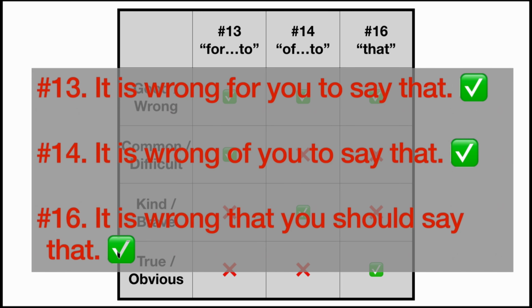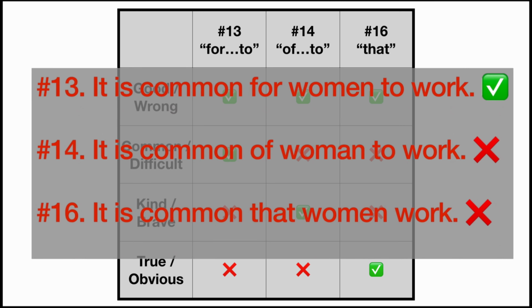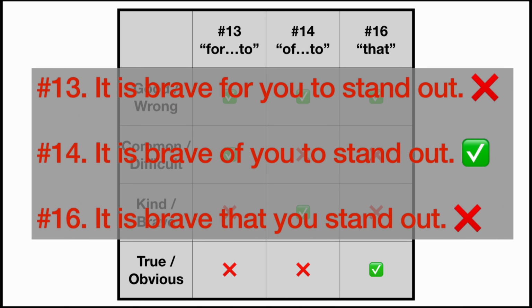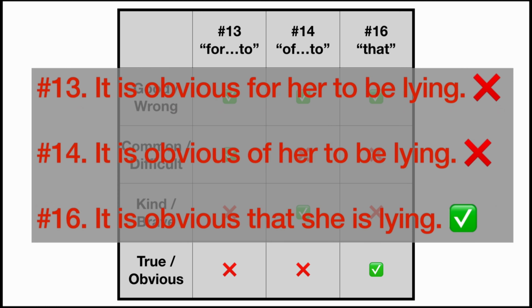All three sound good, but it is difficult for me to pass the test. 13 is the only one that sounds good. It is common for women to work. Again, 13 is the only one that sounds good. It is kind of you to be here. 14 must be 14. It is brave of you to stand out. Only 14 again. 16 exclusive, where it is true that he is still alive. Or it is obvious that she is lying.